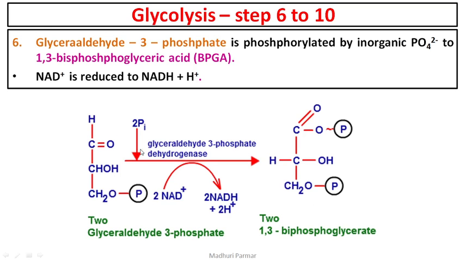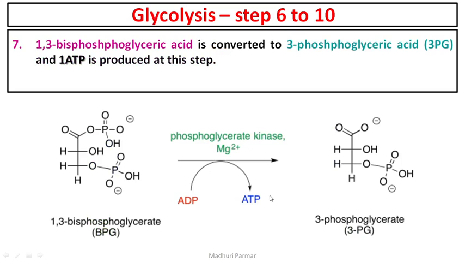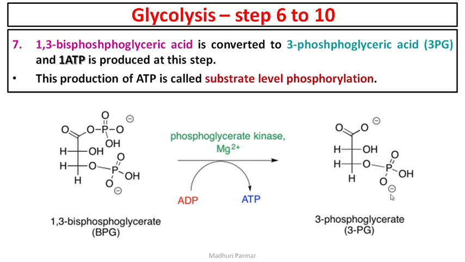Now this 1,3-bisphosphoglycerate is converted into 3-phosphoglycerate. You have just added one phosphate, now you are removing that one phosphate. Clear? This process happens with the help of an enzyme called phosphoglycerate kinase. As I already told you, kinase means there will be ATP involved, and magnesium ion will also be present. From this 1,3-bisphosphoglycerate, you are removing the one phosphate group and adding it to ADP, adenosine diphosphate. Now this adenosine diphosphate will become ATP, adenosine triphosphate. So you are generating one ATP at this step, step number 7. Clear? And the product is just 3-phosphoglyceric acid or 3-phosphoglycerate.